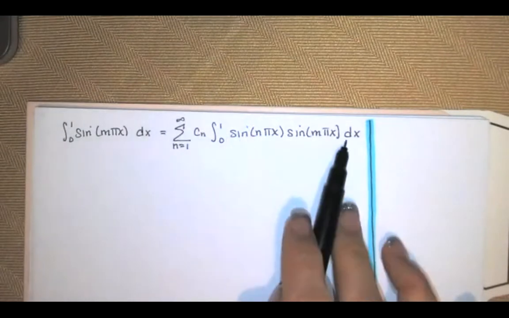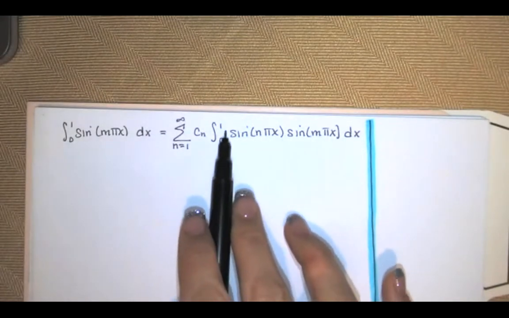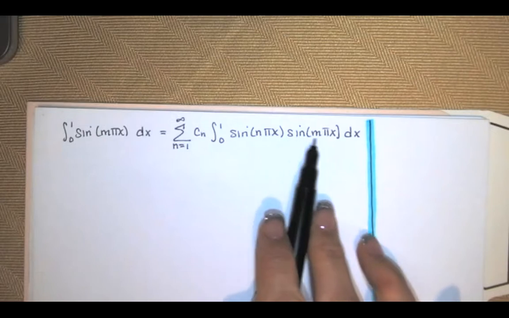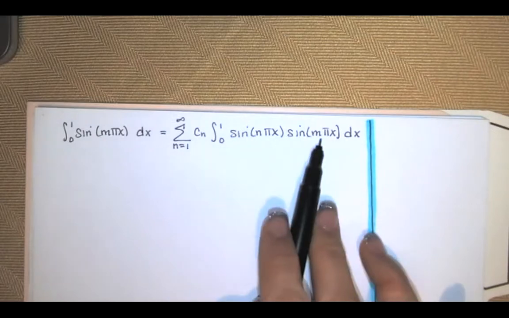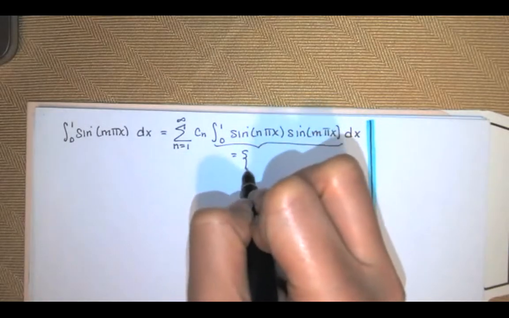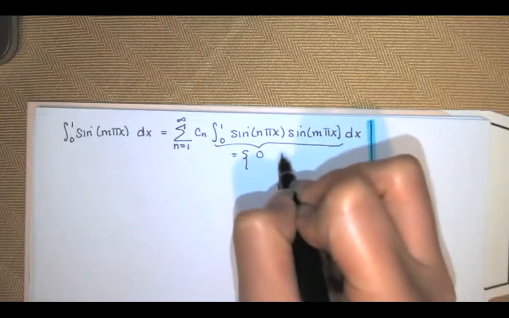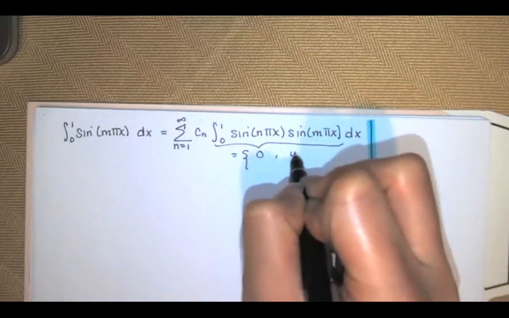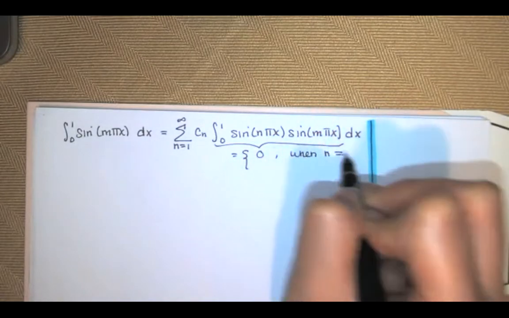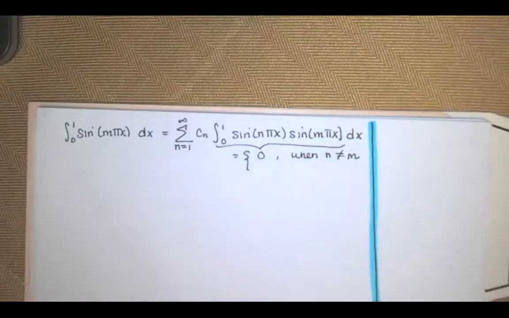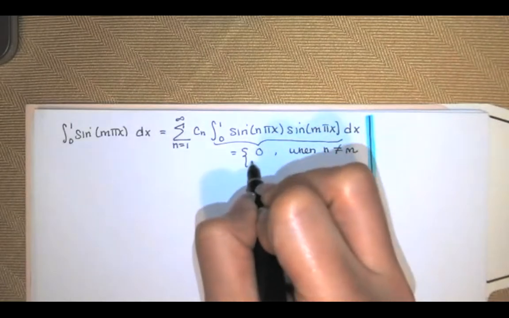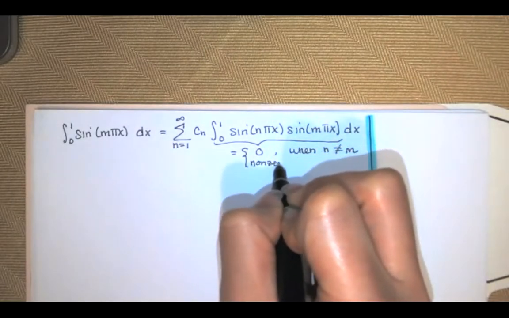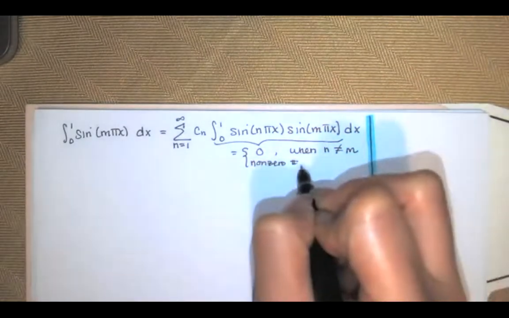And then remember how this works. The integral from 0 to 1 of sine of n pi x times sine of m pi x, that's going to be 0 whenever n and m are not equal to each other. Otherwise, it's going to equal some particular value. And we'll find that through integration.